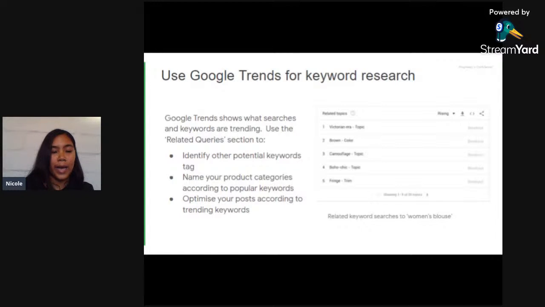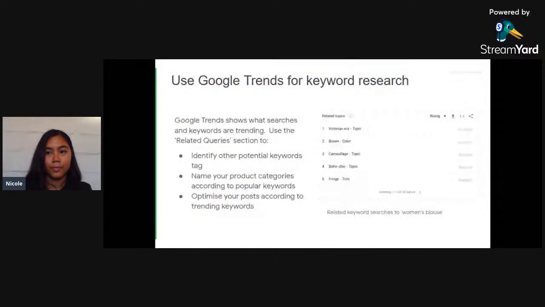So for example, Annika looks for blouses. Here are related keyword searches to that. The related keyword searches to women's blouses include brown, the color, camouflage, which is a topic, boho chic, and fringe, as well as Victorian era.